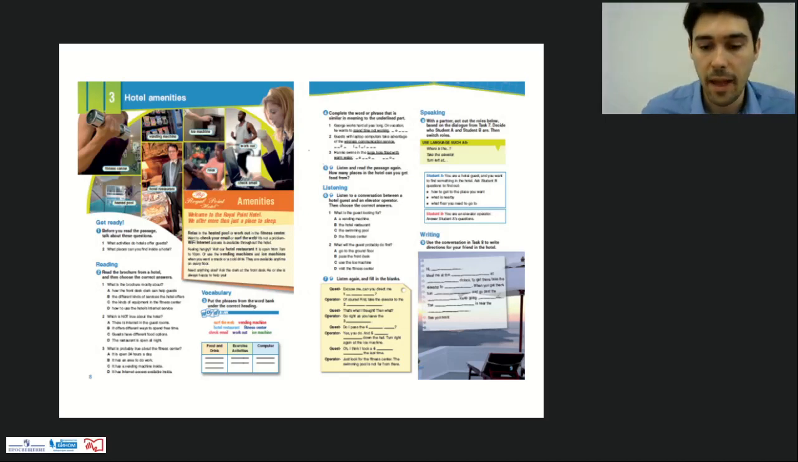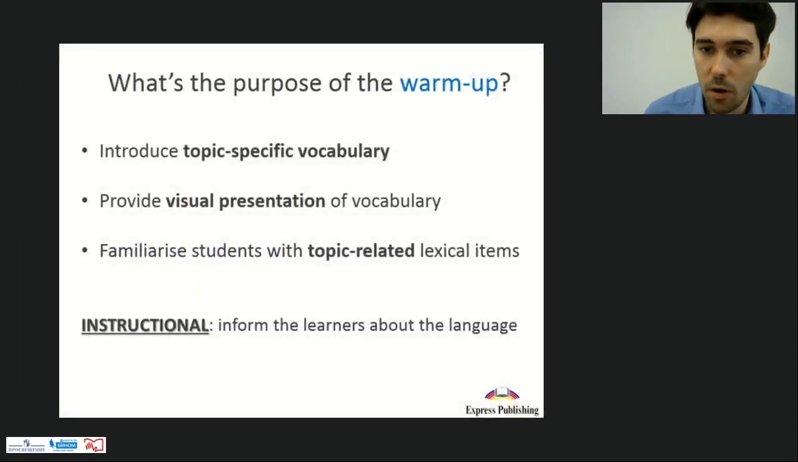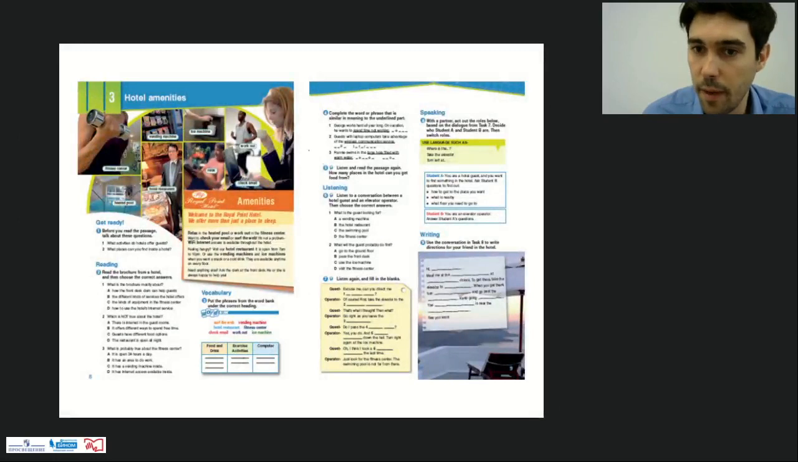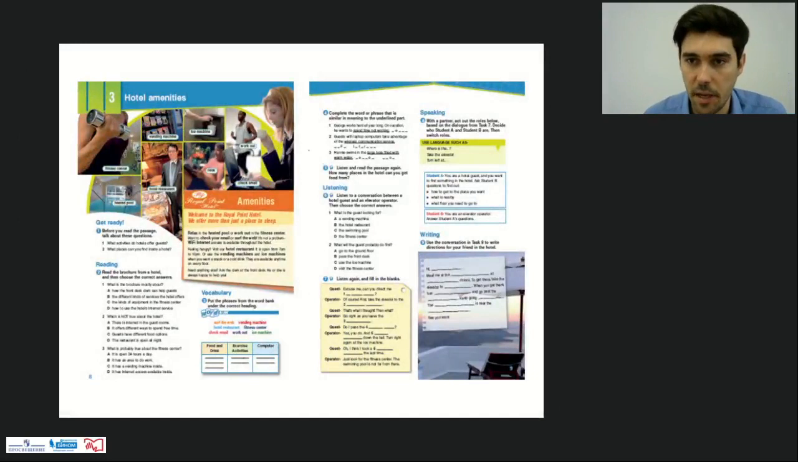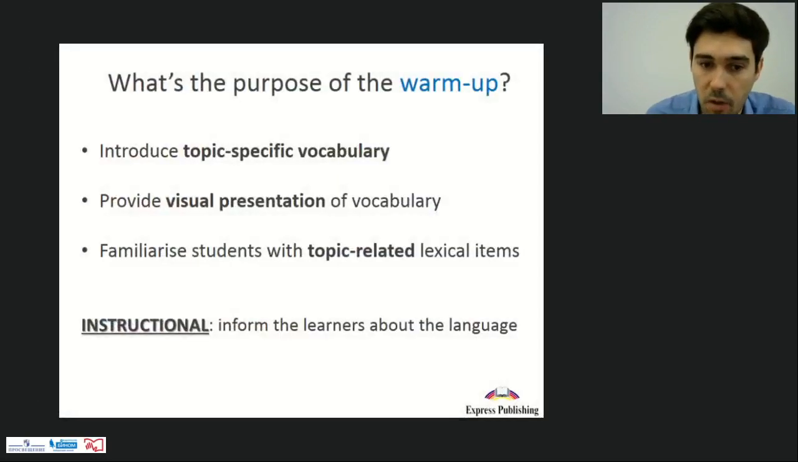So each lesson normally begins with a focus on our vocabulary, and this will normally take place with a warm-up activity that will be introduced by the teacher's book. Or perhaps, as we can see on the previous slide, the topic-specific vocabulary is introduced with pictures, with a warm-up activity. Now, what's the purpose of a warm-up activity? As teachers, I'm sure we all use warm-up activities in our classrooms. A warm-up activity, first and foremost, in ESP is used to introduce the topic-specific vocabulary.